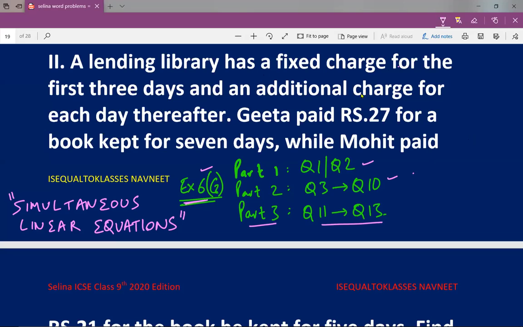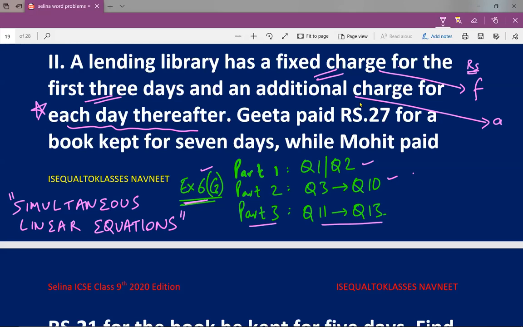A lending library has a fixed charge for the first 3 days and an additional charge for each day thereafter. So for the first 3 days, they have a fixed charge. Let us assume this to be F. And additional charge for each day thereafter, this additional charge, let us assume this to be A. Both of these are in rupees.